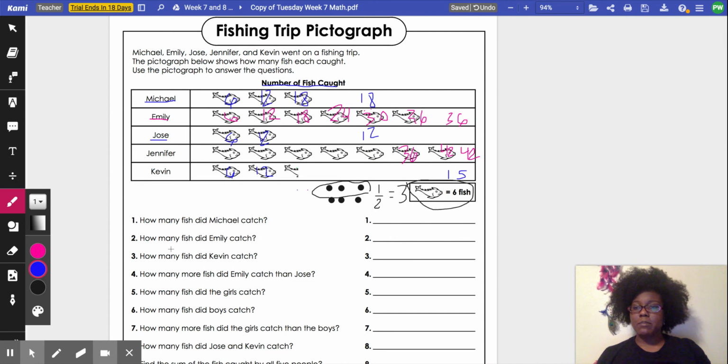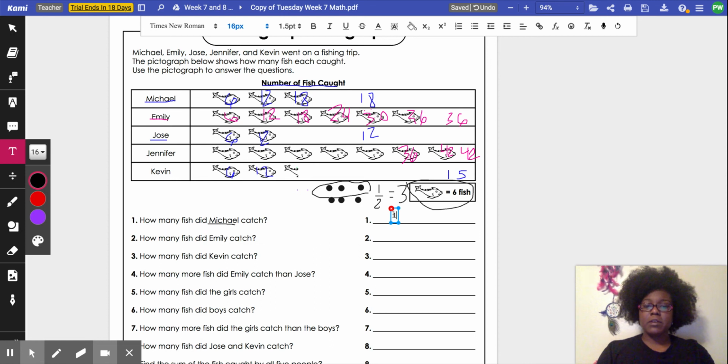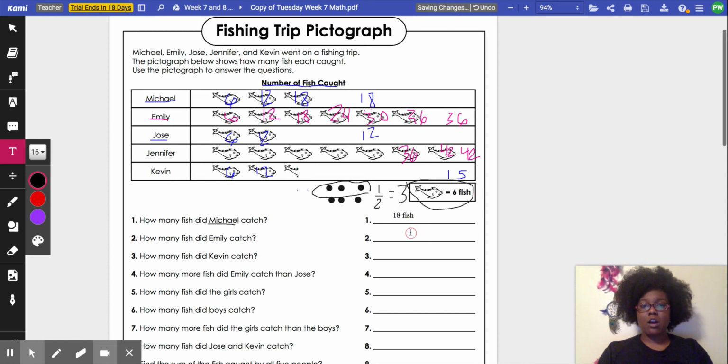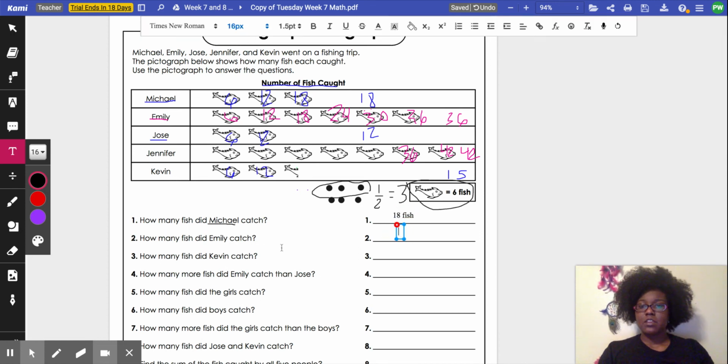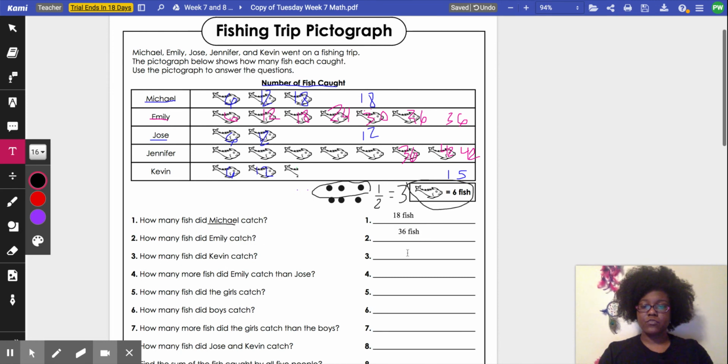Now I'm going to be able to answer these questions. It says, how many fish did Michael catch? Michael's up here. He has 18 fish. Remember to put your label, because if you don't, I always think you're talking about puppies. The next one, how many did Emily catch? She's up here. She had 36 fish. How many did Kevin catch? He's right here. He had 15 fish.